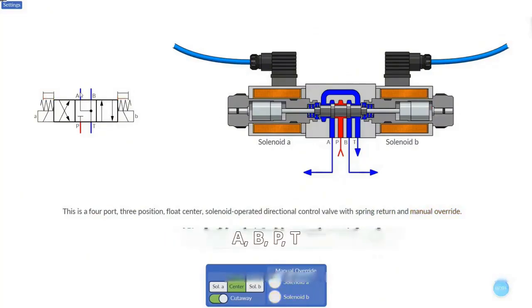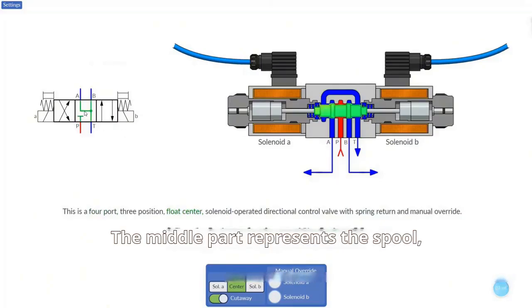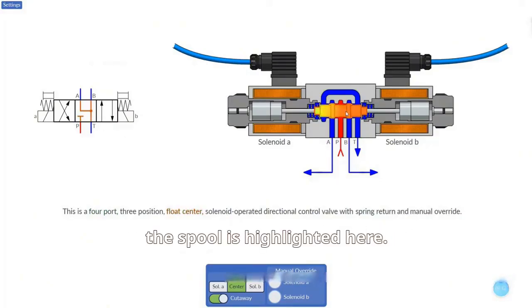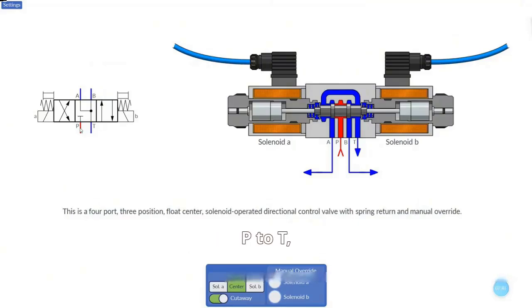A, B, P, T. Here P represents oil pressure, right. The middle part represents the spool. The spool is highlighted here. Okay, can you tell what function this is? This is an external function, P to T, initially blocked, then A and B returned to tank.